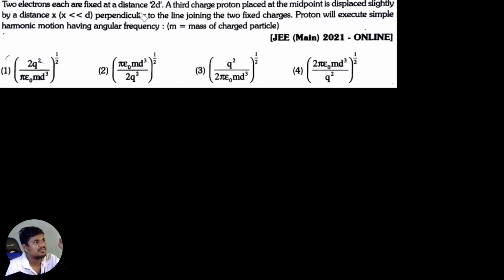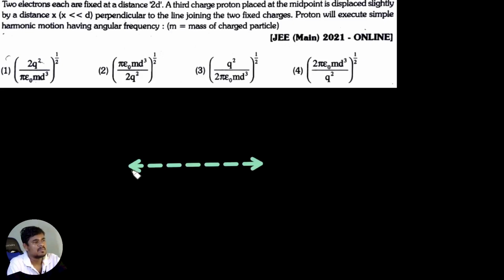Two electrons which are fixed at a distance 2d. A third charged proton placed at the midpoint is displaced slightly by distance x, much smaller than d, perpendicular to the line joining the two fixed charges. Proton will execute simple harmonic motion having angular frequency.